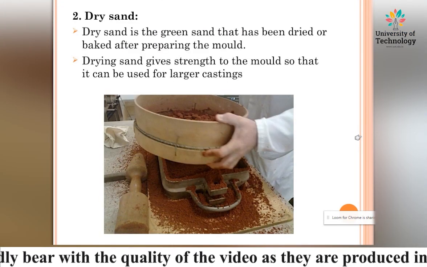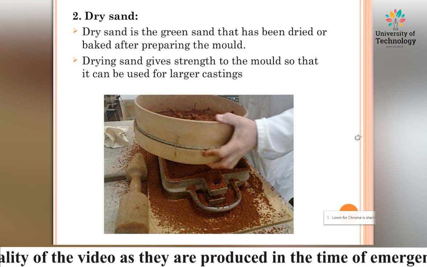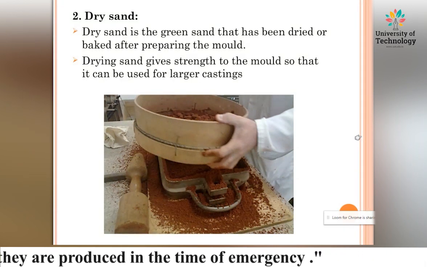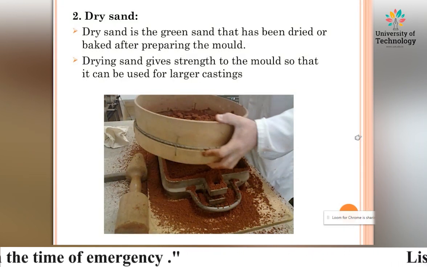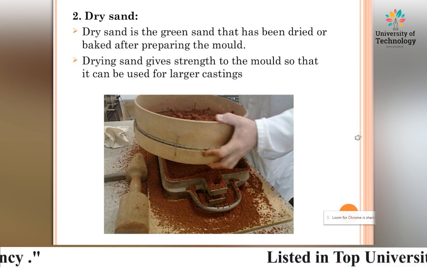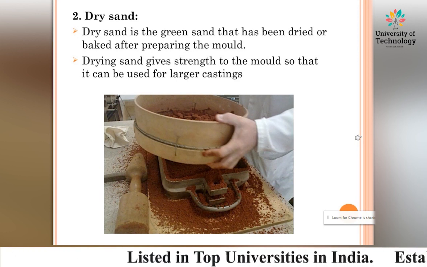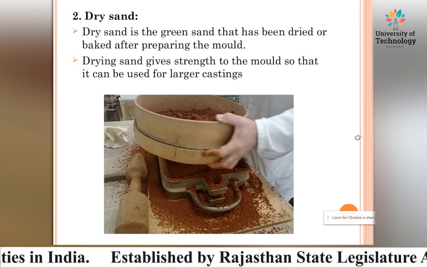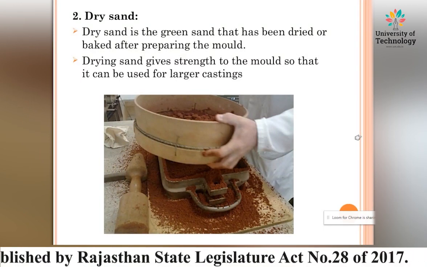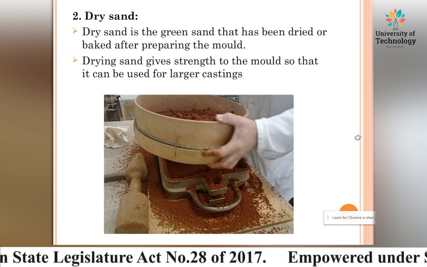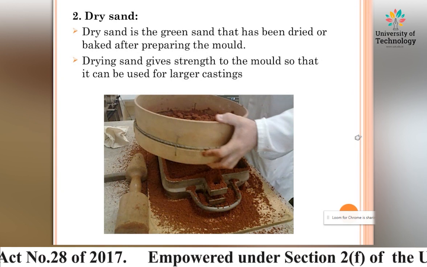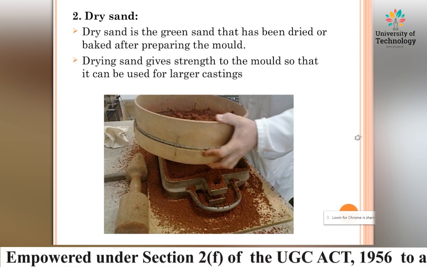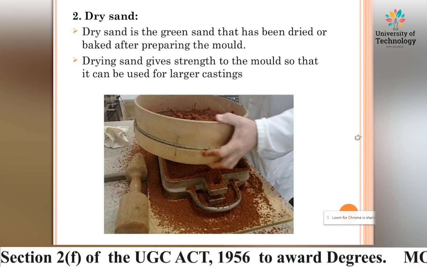The second sand is dry sand. Dry sand is green sand that has been dried or baked after preparing the mold. Drying gives strength to the mold so that it can be used for larger castings. The sand colors are as per this figure in this slide. We can see dry sand.